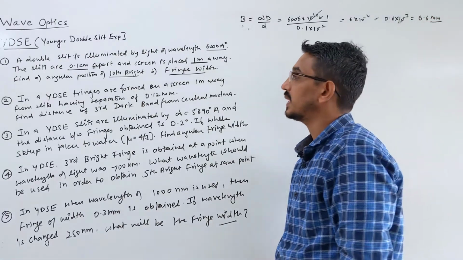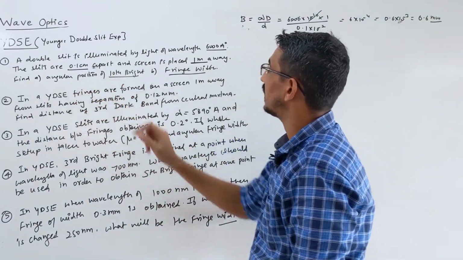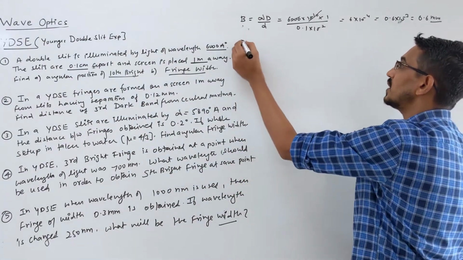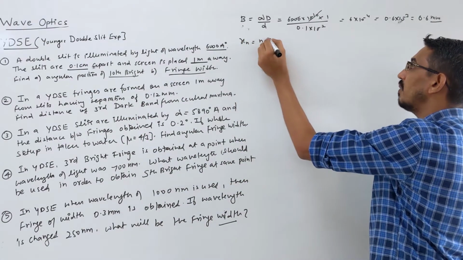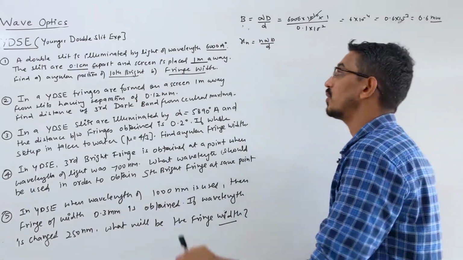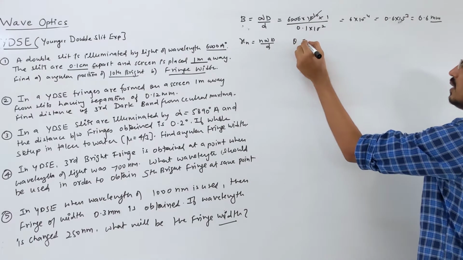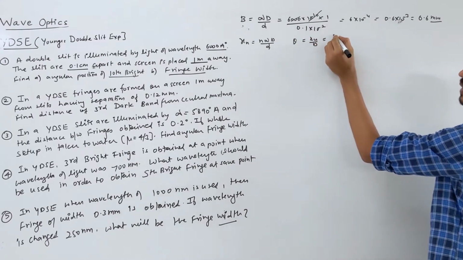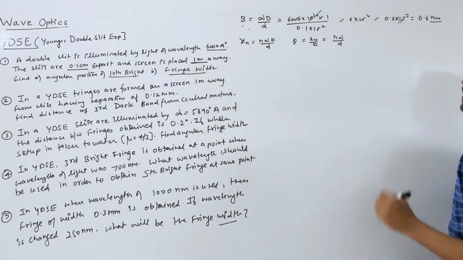Then they are now asking the angular position of the 10th bright fringe. First, for the bright fringe, what is the distance? The normal formula is n lambda D by d. It's a linear distance. They are asking angular position. So angular position means you bring D down here, theta equals xn by D, which is n lambda by d. Correct?